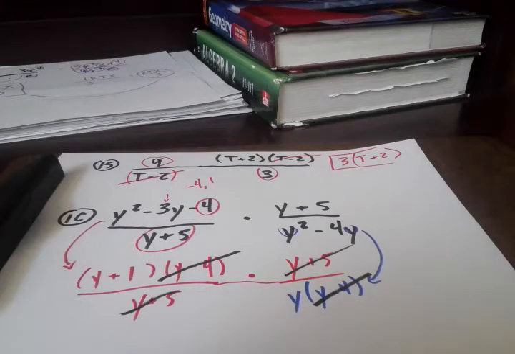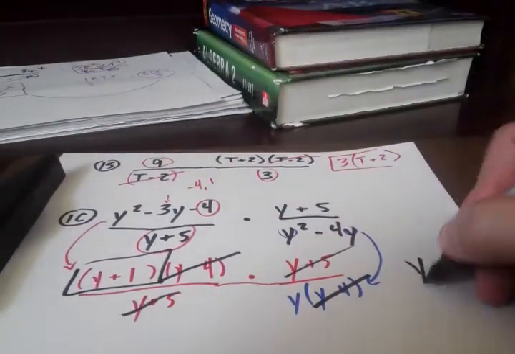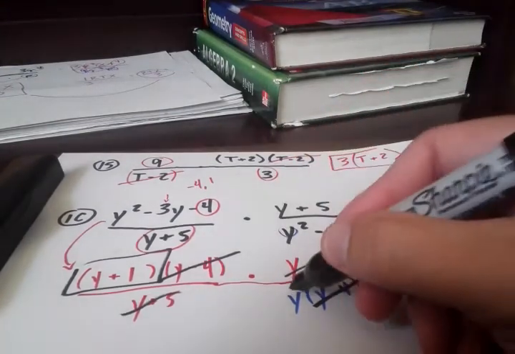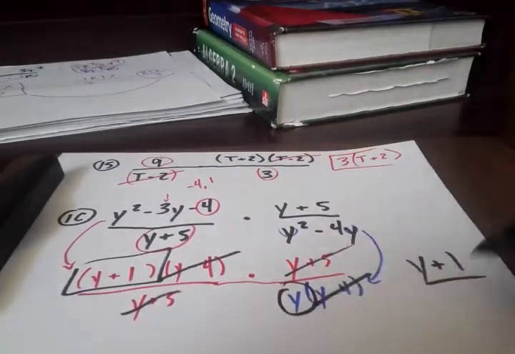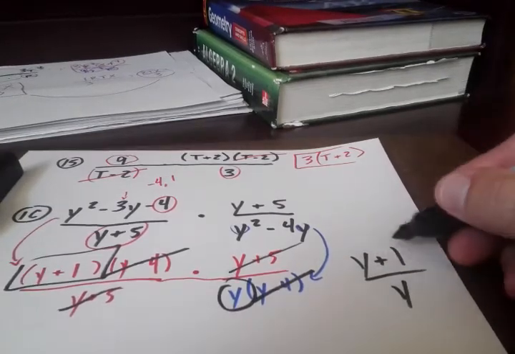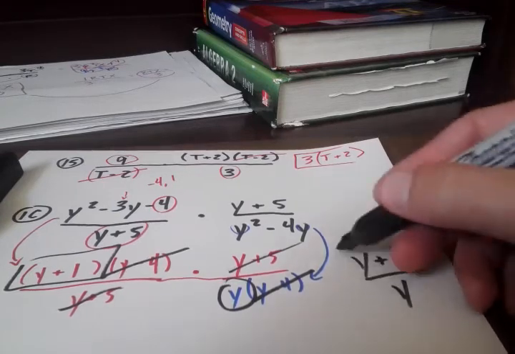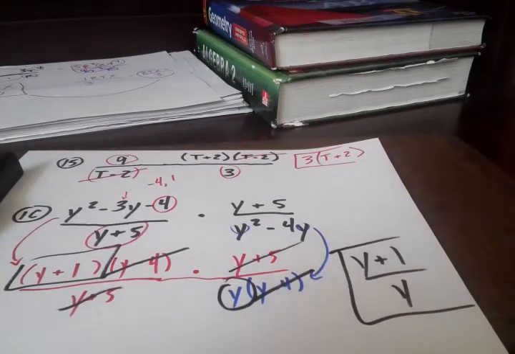Now, the last thing here is we have this binomial, which is y plus 1. And it goes over, see this y that we factored out? It goes over here. And a lot of kids want to try to cancel this, but the problem is this 1 doesn't have a y, so we can't actually cancel it. This is our answer. Okay, this is our answer here.